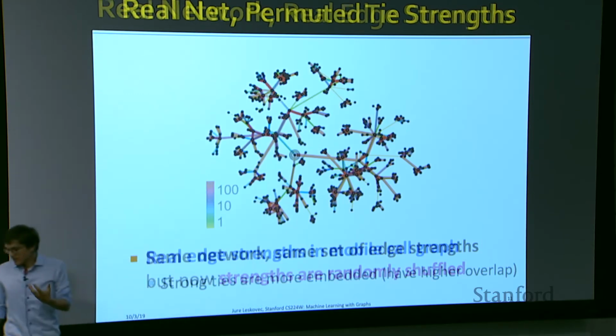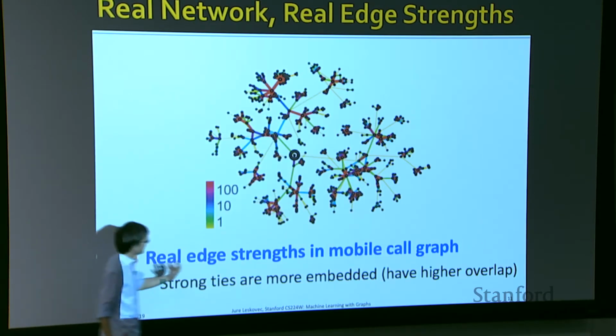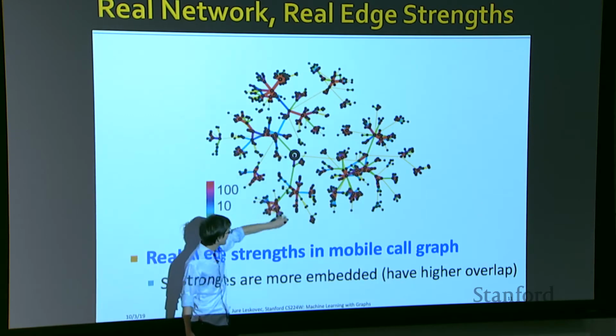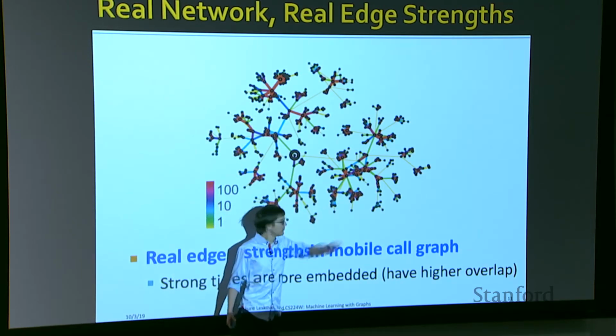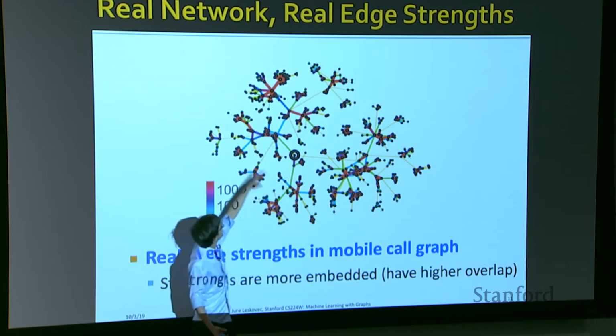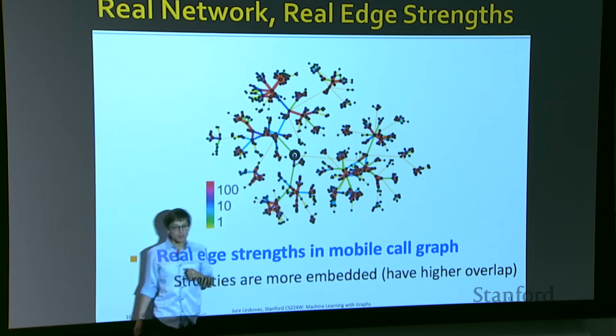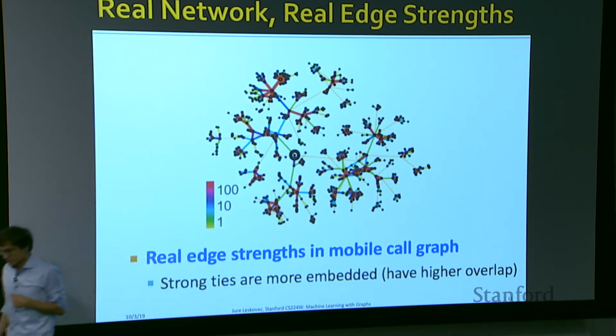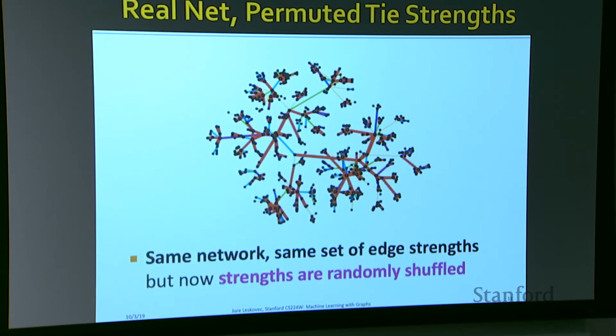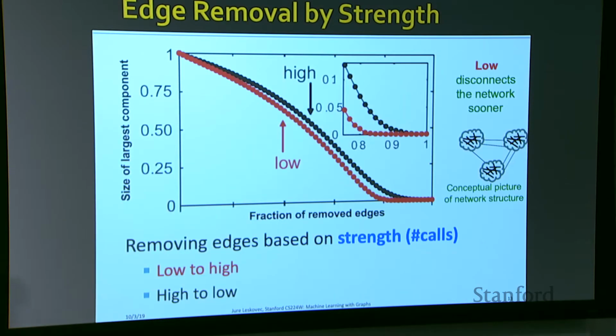In reality, the network looks like this, right? So all the strong edges are kind of clumped together into these clumps, and then basically between these clumps, it's all yellow and green, right? So this is the important thing.